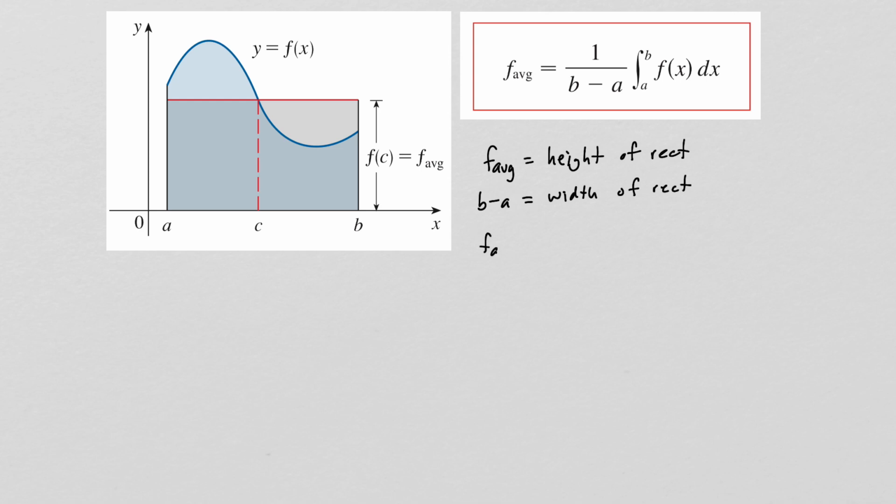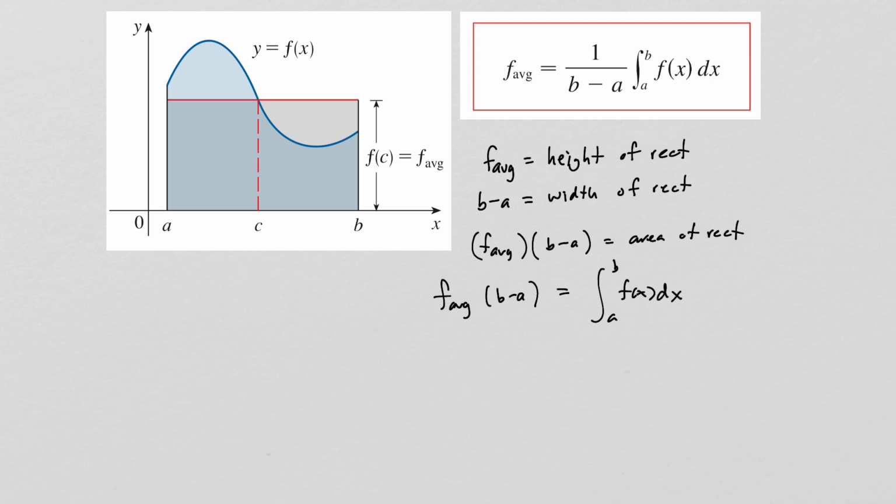We know that the average value, the height, multiplied by the width, b minus a, is equal to the area of the rectangle. And what we want is the area of the rectangle to be equal to the area under the curve. The only way this can be true is if the average value is equal to 1 over b minus a times the integral from a to b of f of x dx. Of course, the way we get this is we just divide both sides by b minus a. But that is the concept. Let's do an example.